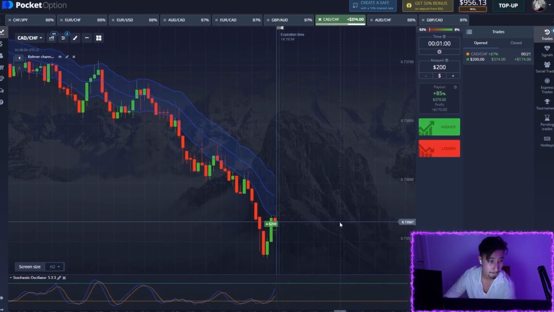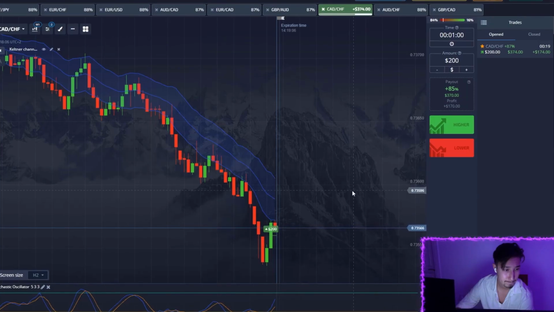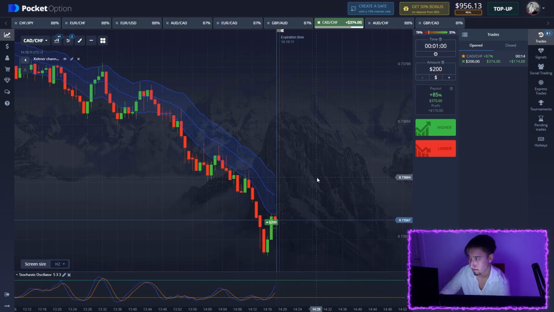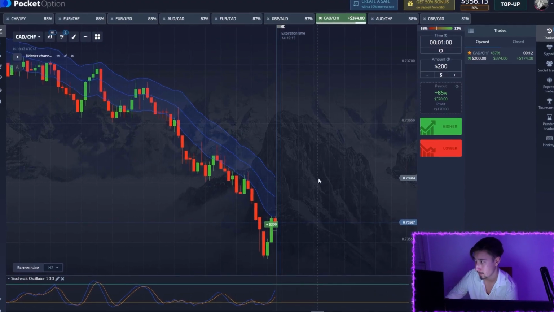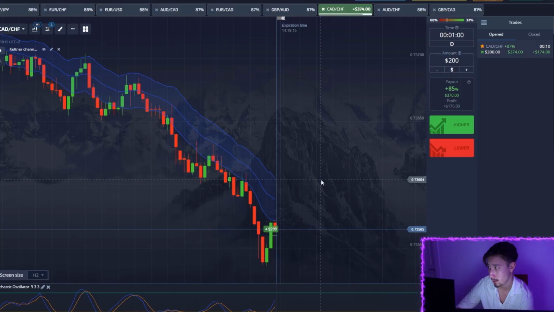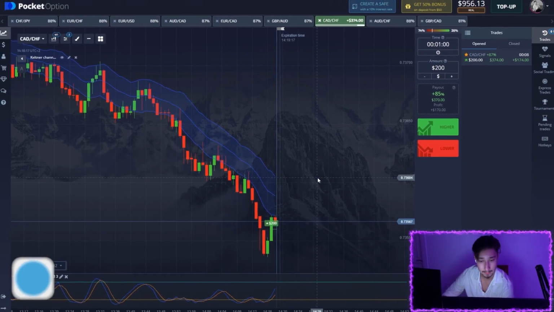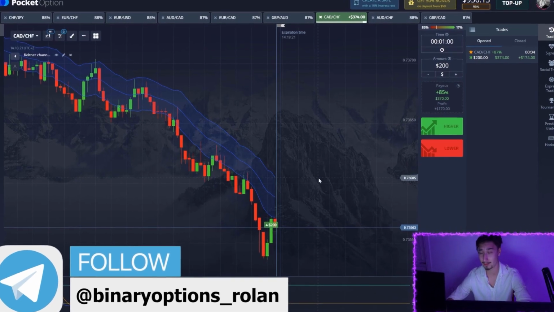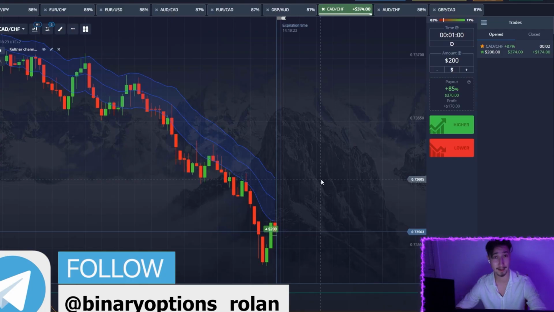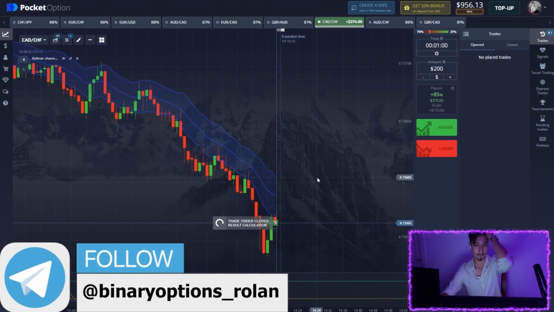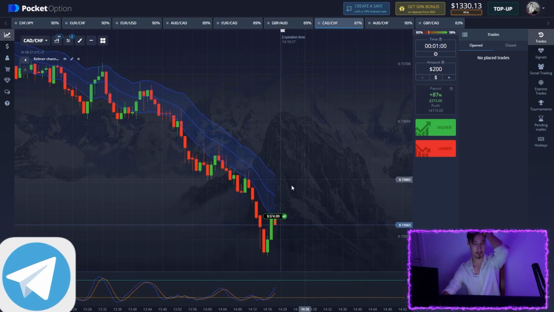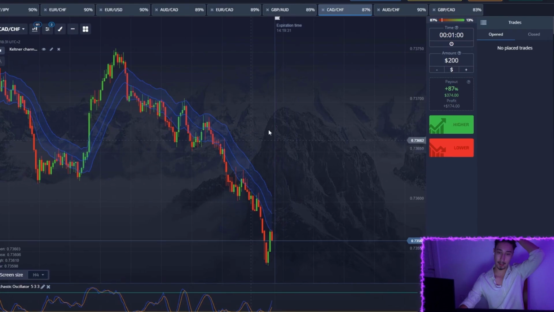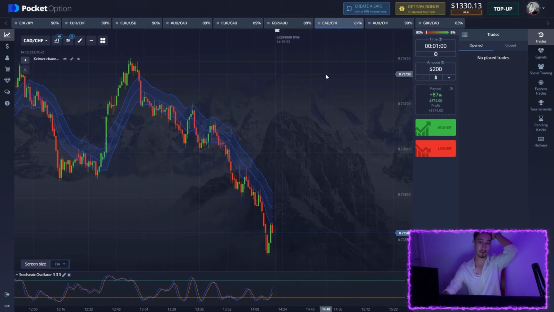And 10 seconds left. 8, 7, 6, 5 seconds left. Okay, and we are gonna see some more money on our balance, and right now we're in profit. Great. Now we got $1,330 on our balance, a very decent result. And let's change the currency pair.